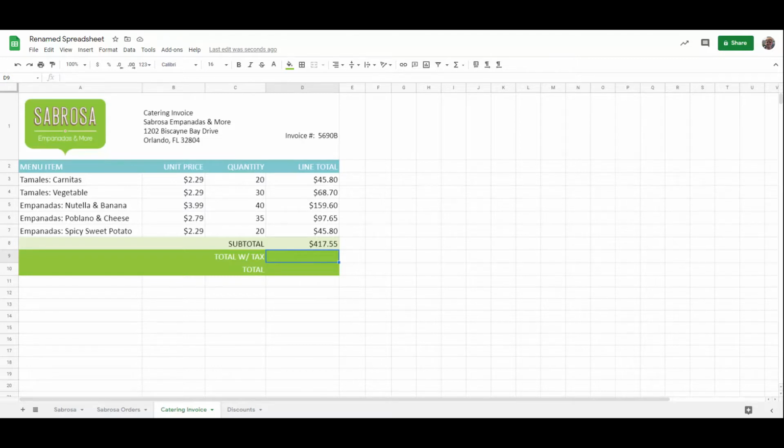Now, when we're buying things, it's not just paying the price. There's also tax. So our next row is saying what's the total with tax. So let's say that we're going to have another formula to calculate. If we choose the subtotal, that is everything, and we're going to multiply it by 6.5% tax. 6.5% is also known as 0.065.